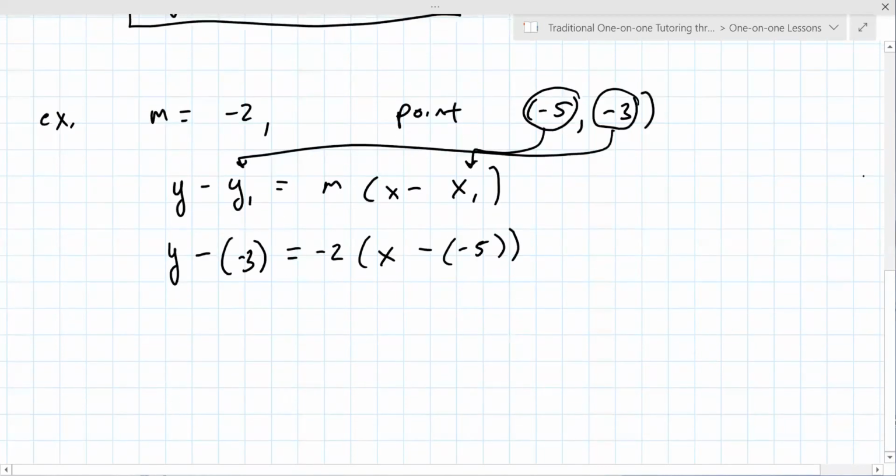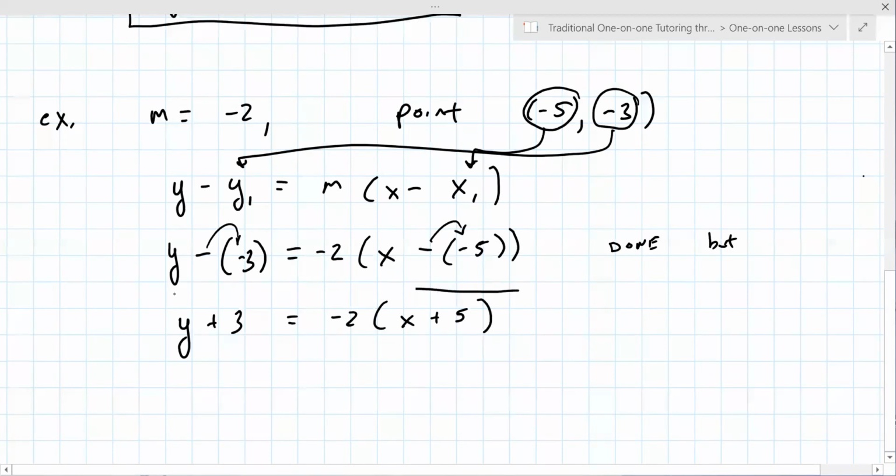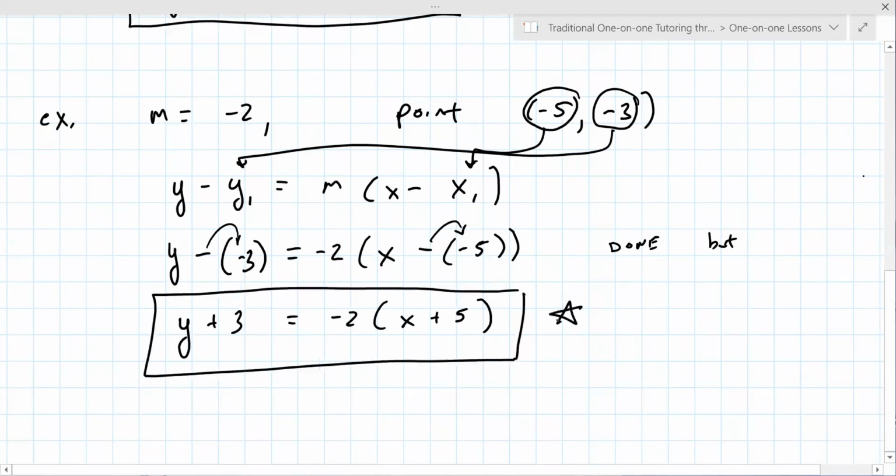So now in some ways this line is done, but most instructors want you to apply the subtraction operator in here. In short, you need to distribute the negative into both. So this becomes y plus 3 equals negative 2(x plus 5). And this is the step where you are done. Okay, that's point slope form. So the exception is like, same thing, two minuses make it positive.